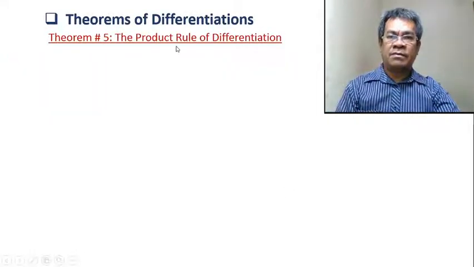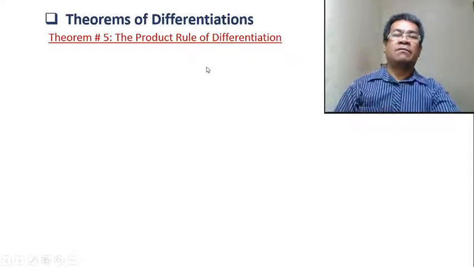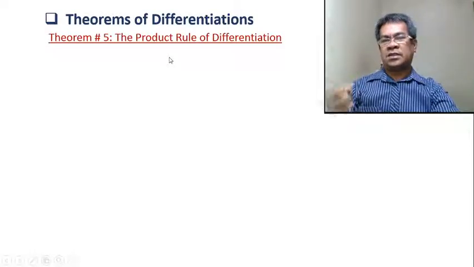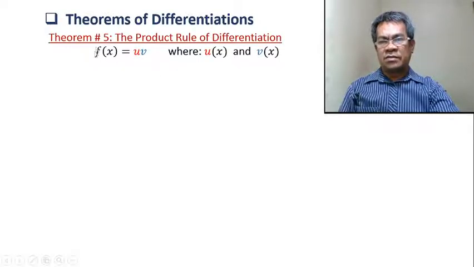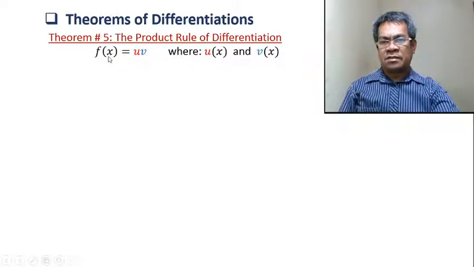Number 5, we have the product rule. So what will happen if we have the functions in the form of a product? What is the product rule of differentiation? The function now is in the form of u, v. But take note, u is not a constant, v is not a constant. Why? Because u is a function of x, and v is also a function of x.